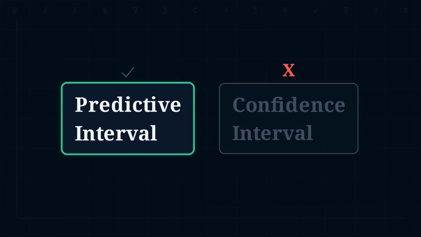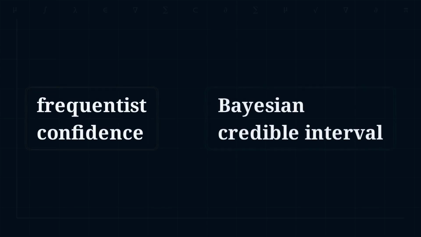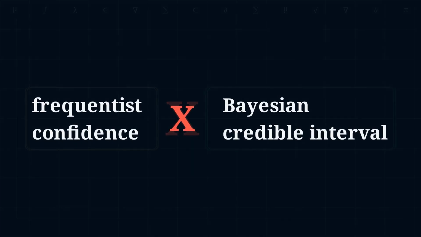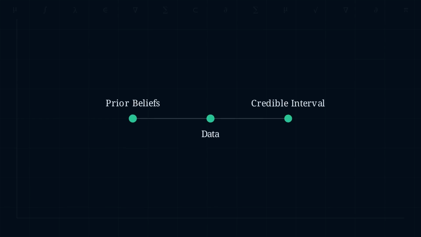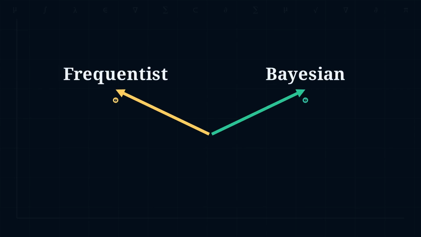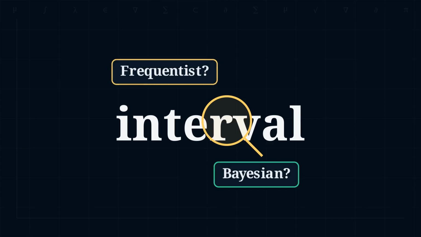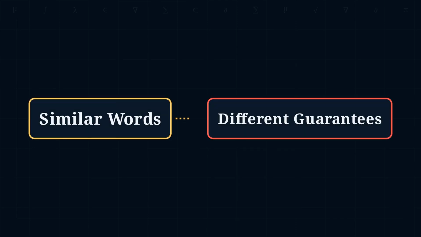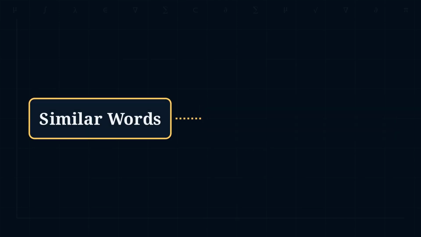not the confidence one. Also, do not mix up frequentist confidence with a Bayesian credible interval. A credible interval uses a model of prior beliefs updated by data, and it does let you say there's a certain chance the parameter lies in the interval, given the model. That is a different question with different assumptions. If you see an interval in a probability statement, ask which framework produced it, because the words sound similar, but the guarantees are not the same.